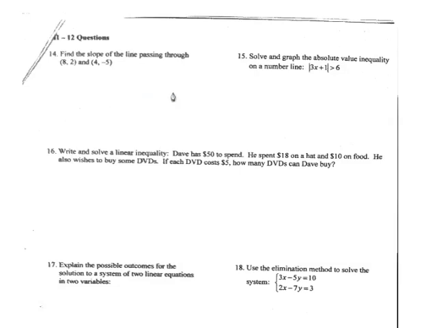Number 14, find the slope of the line passing through (8, 2) and (4, negative 5). So what does this look like graphically? You have this point over here, about (8, 2), and (4, negative 5), which is down here. And you can see that whatever we get, there's a line passing through those 2 points. Whatever we got, we better get a positive slope.